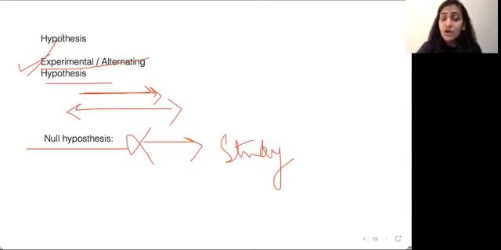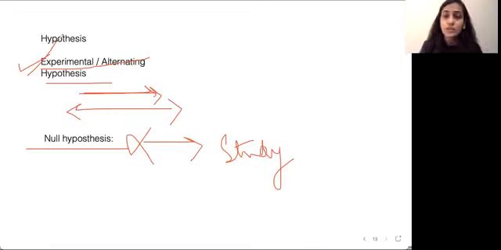Hypothesis is just an assumption. You either have an experimental or an alternating hypothesis. That is your assumption of the study. Null hypothesis means there is no relationship between the variables. Okay. Now, in your research, you always test the null hypothesis, which is why we call the null hypothesis the statistical hypothesis. Your main goal is to reject the null hypothesis in order to make sure that your study is statistically significant. Is that clear? Everyone good with this?